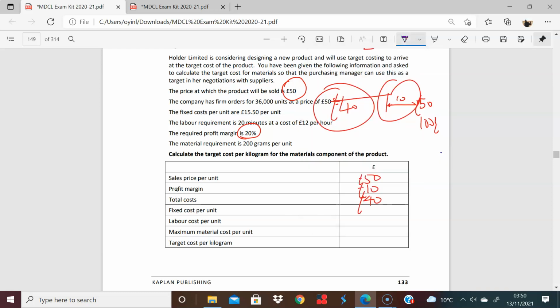Let's see how we can get there. What are our restrictions? Your fixed costs per unit is given to us at £15.50. Your labor costs are given to us. It says here that labor is 20 minutes at a cost of £12 per hour. 20 minutes is a third of an hour, isn't it? So a third of 12 is equal to 4. So you need £4 here. So in effect, you have 40 minus £19.50 left to work with for materials, and that is £20.50 for materials.